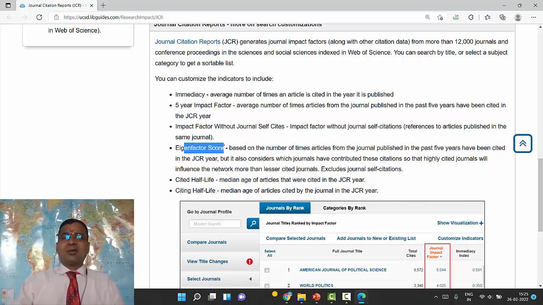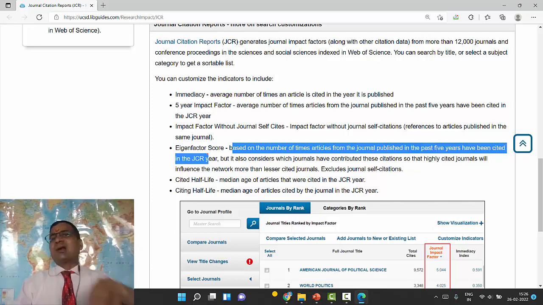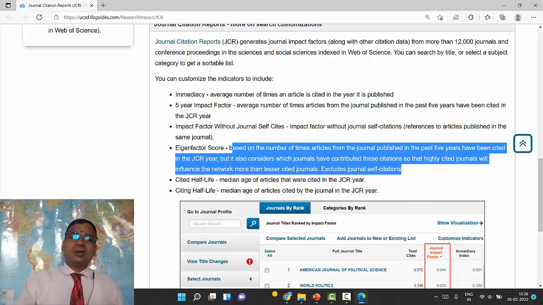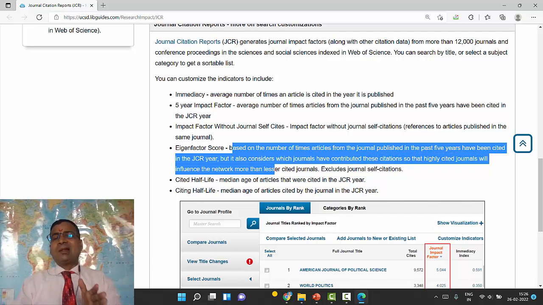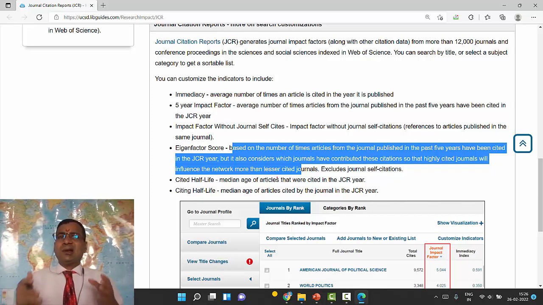Then Eigenfactor score, this is one of the important terminologies related to JCR, and it is based on the number of times articles from the journal published in the past 5 years have been cited in the JCR year. Again, I already talked about the JCR year, but it also considers which journals have contributed these citations, so that highly cited journals will influence the network more than lesser cited journals, and it excludes journal self citation. Generally, we are aware of author self citation. Similarly, journal self citation is excluded while calculating the Eigenfactor score.